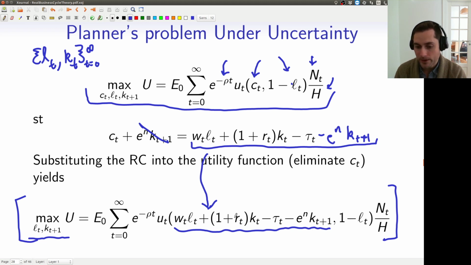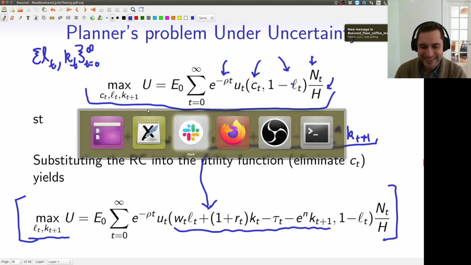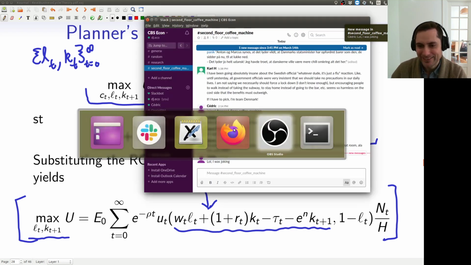All right. So that's one thing. The second thing is you'll notice here that we have a k_t here and a k_{t+1}.